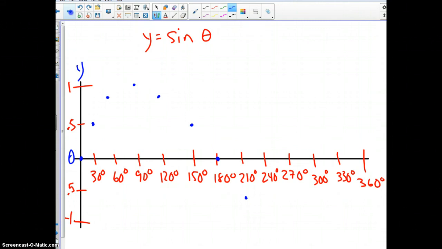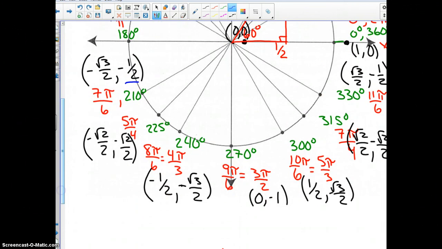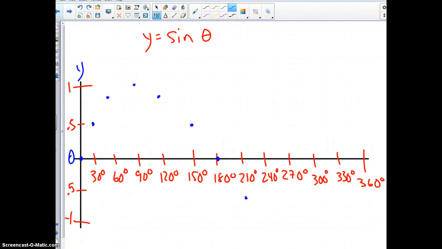Moving on to 240. So back to 240 degrees on your unit circle, the y-coordinate is negative square root of 3 over 2. We just said the square root of 3 over 2 is 0.866, so now it's just negative. So what we have here is negative 0.866.